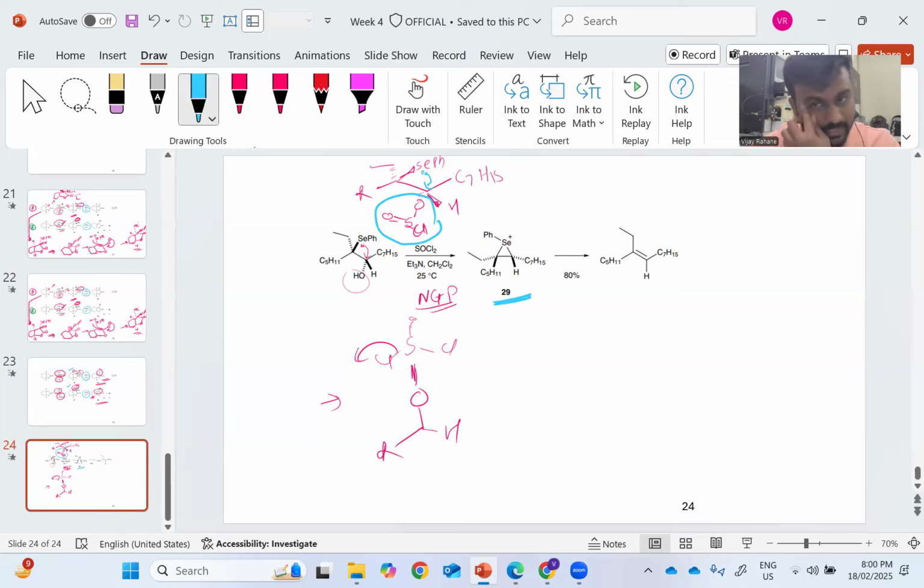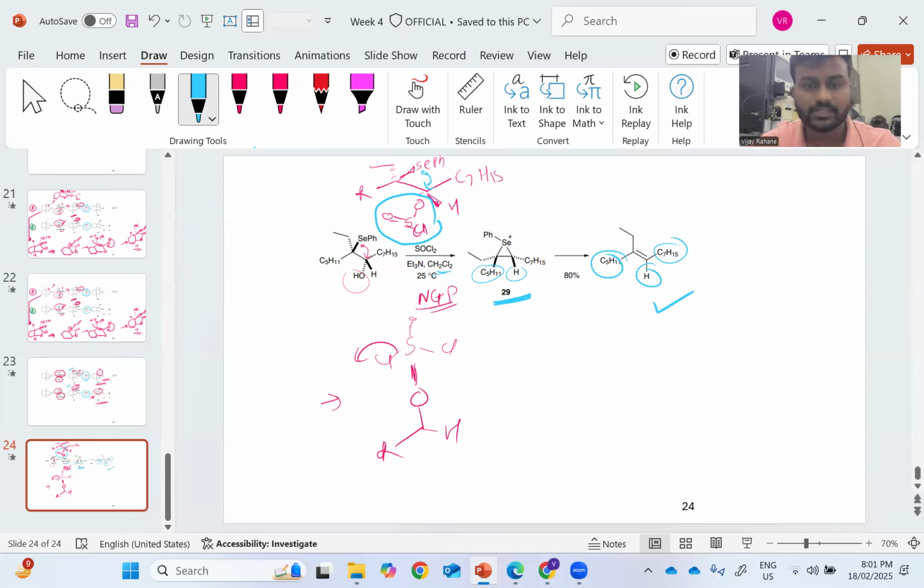This intermediate gets formed in this reaction, and further reaction with triethylamine in DCM gives the elimination. If you look at the stereochemistry, it will be retained, right? So this one and the hydrogen remain on the syn side. In this case, it is on the Z side, right? And this one is on the opposite side to each other. So we get the olefin here.